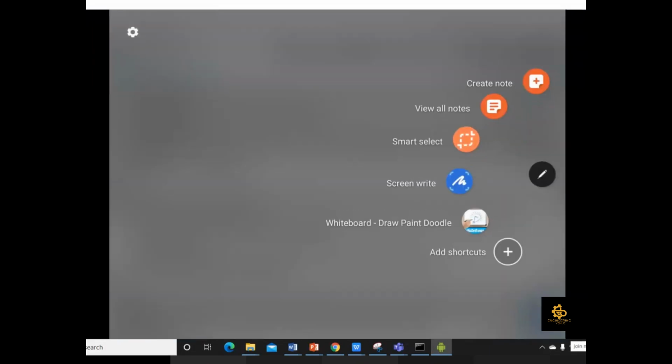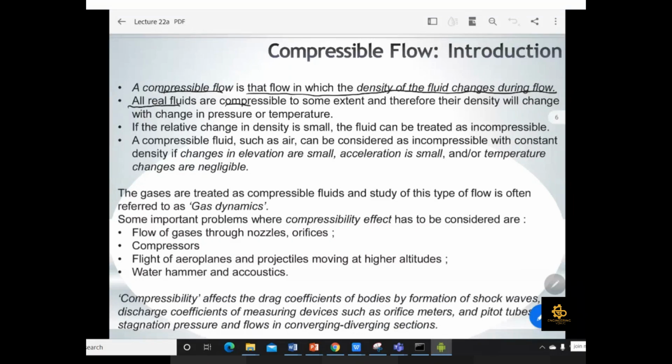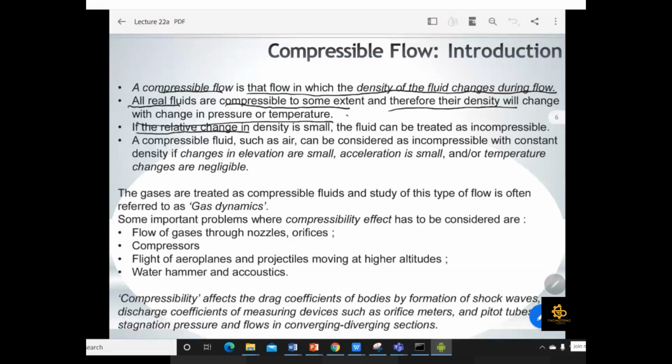Okay, so compressible flow is that flow in which the density of the fluid changes during flow. All real fluids are compressible to some extent, and therefore their density will change with change in pressure and temperature. However, if the relative change in density is small, the fluid can be treated as incompressible. This is the only condition.